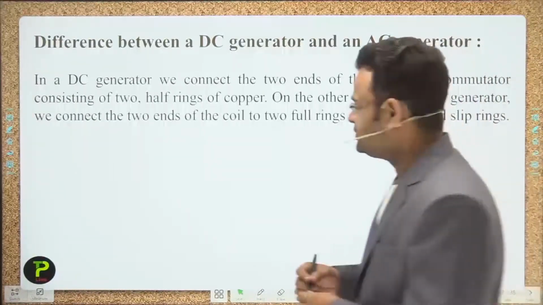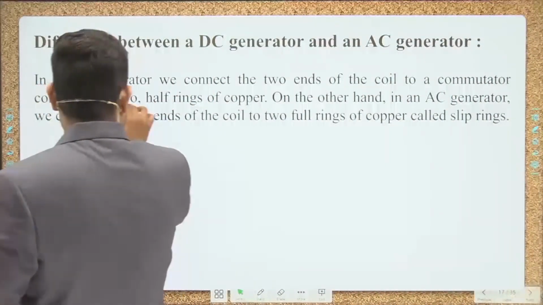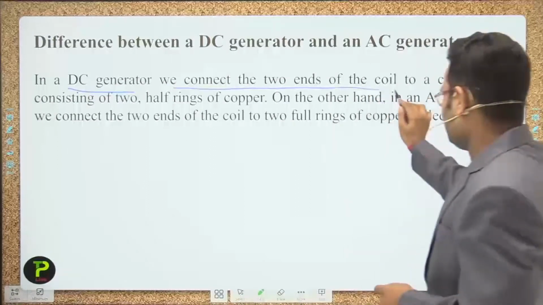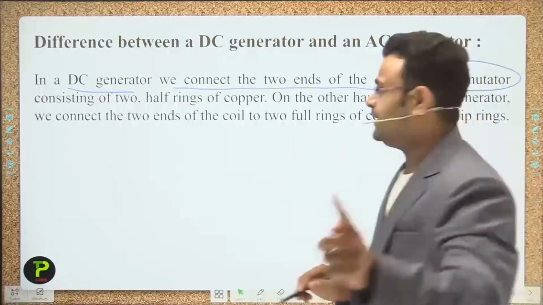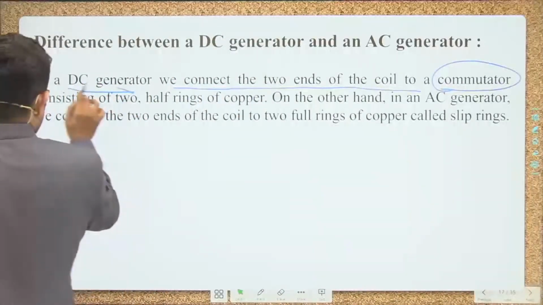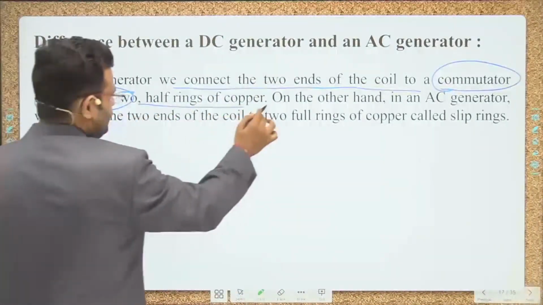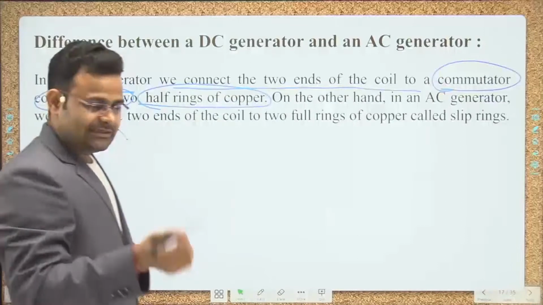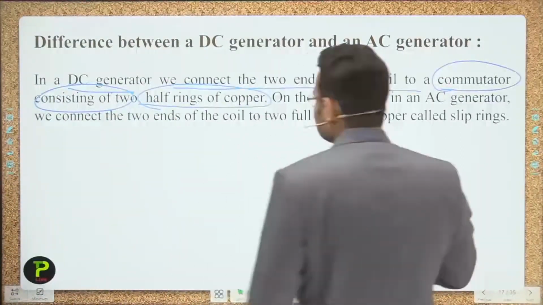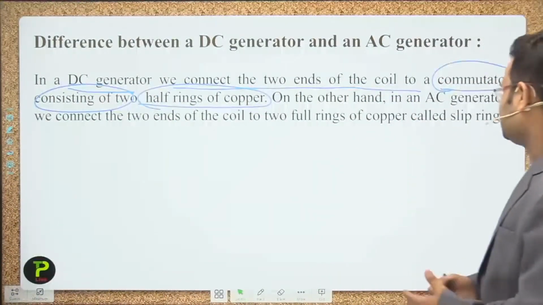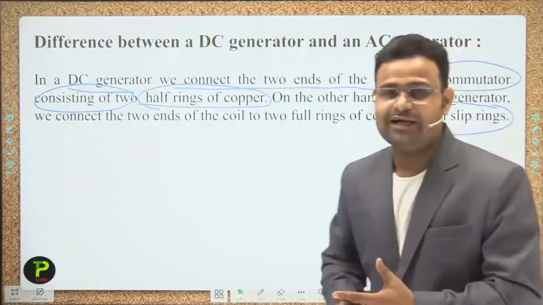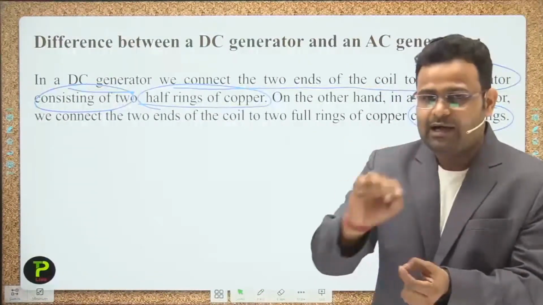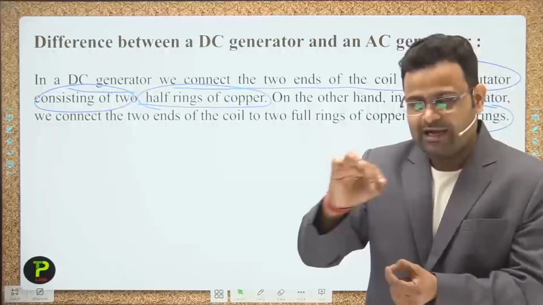What is the difference? In a DC generator, guys, we connect the two ends of the coil to the commutator. That is a basic and important difference. It consists of two half rings of copper. But in an AC generator we are using slip rings. We are using slip rings. And in a DC generator we are using a commutator. That is a half coil, just like a half. Okay.